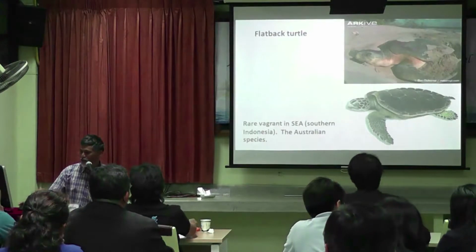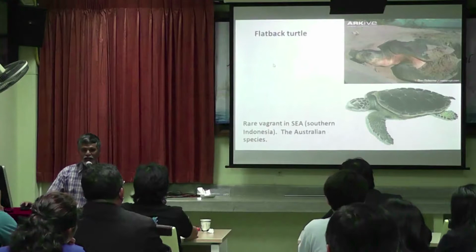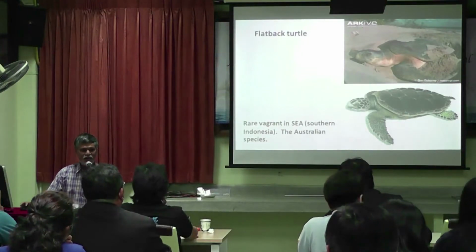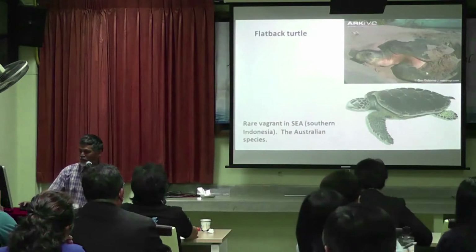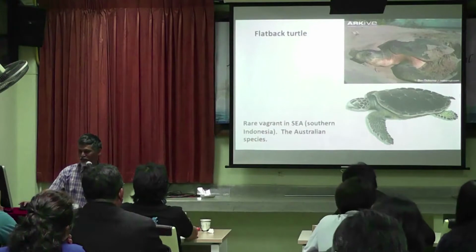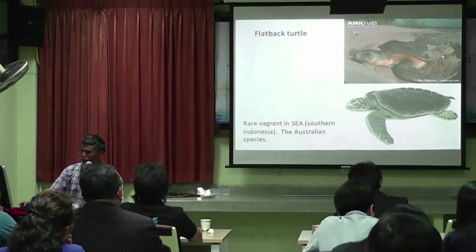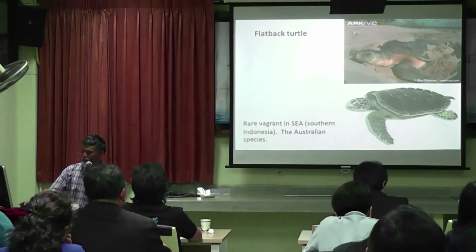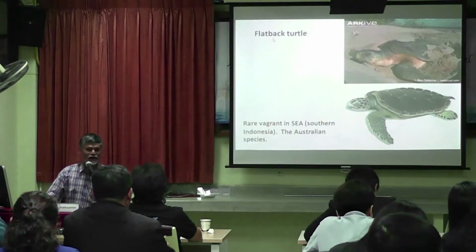The last one is the flatback. Flatback is very rare in Southeast Asia. Only southern Indonesia, like Sulawesi, has a few records from bycatch or some surveys. But their main habitat is in northern Australia. So this one is really an Australian species. They can be distinguished by their upturned edge of carapace and also their very flat body, hence the name flatback turtle.